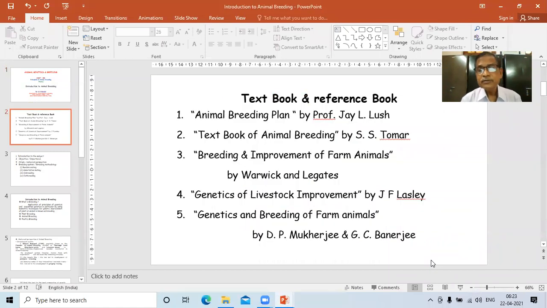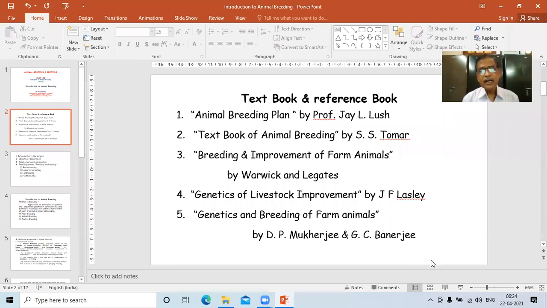Achha, before, some of you were asking me about the books to refer. You know that these are the books for animal breeding. So, Animal Breeding Plans by Professor J. Lush. This is not really for you. This is for master's degree or higher level. And then this book, Textbook of Animal Breeding by S.S. Tomar, is a very good book, and it is handy to you people.